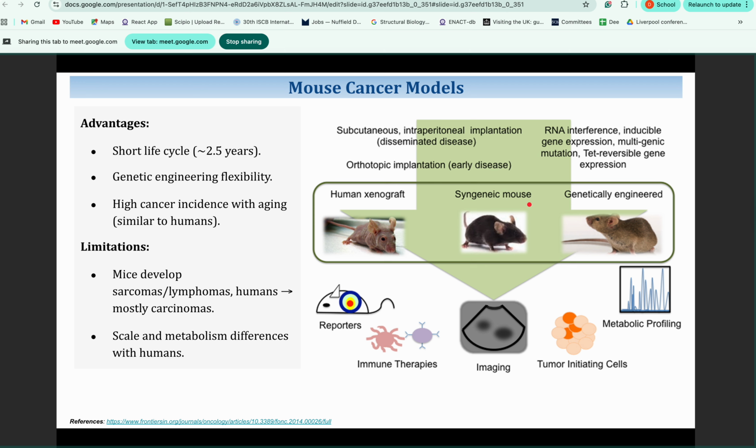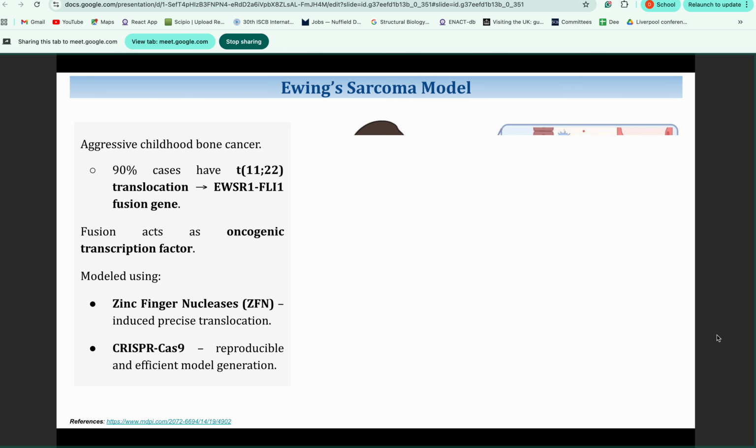And in this case it is the syngeneic mouse, and here we have used RNA interference, inducible gene expression, or multigenic mutations, tet reversible gene expression, and we have genetically engineered these mice. Now all of them can be studied, we can do imaging of them, and we can go further, we can do reporter assays, we can study immune therapies, we can see the tumor initiating cells, and we can profile their metabolism, that is, how the cancer state leads to changes in their metabolic states. So this is how we can use the mouse cancer models.